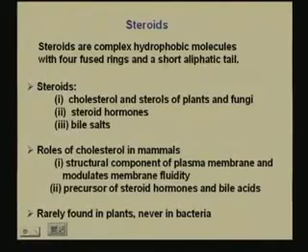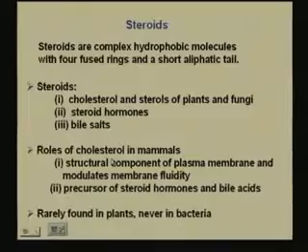Okay? And we have cholesterol, and sterols of plants and fungi. We have steroid hormones and bile salts. The bile salts that help in our digestion are all derivatives of cholesterol, which is why you have probably heard of gallstones. A lot of gallstones are made of cholesterol and a combination of these bile salts and cholesterol. Now, what are the roles of cholesterol in mammals? You know that fat is good for you. Okay? All cholesterol is not bad. You need some fat, you need some cholesterol also.